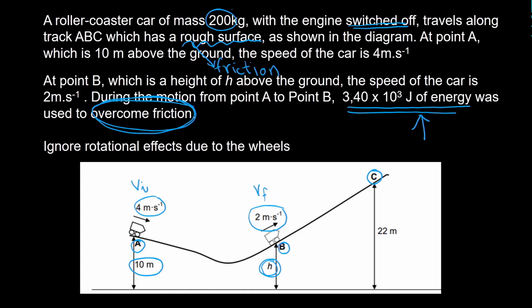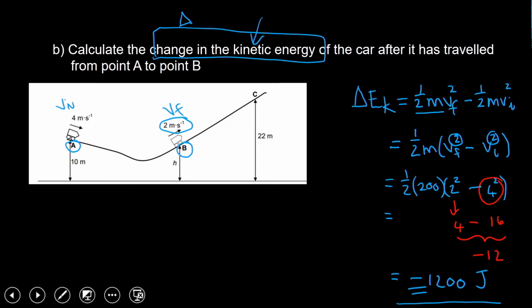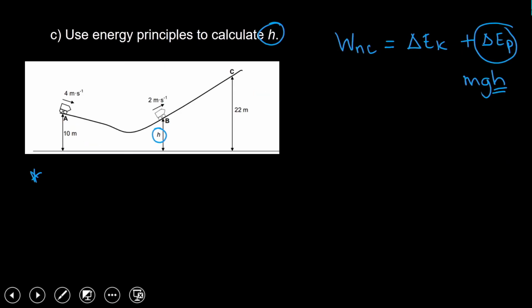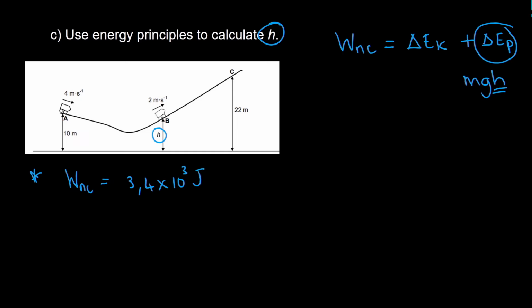So we've been told that the work or the energy used to overcome friction is 3,4 times 10 to the 3 joules. So let's move on now to write in our information. So if the energy used or transferred is equal to that, then that's the work done, right? So we then have the work done by the non-conservative force, that's friction, is 3,4 times 10 to the 3 joules. Okay, so we've been told that.